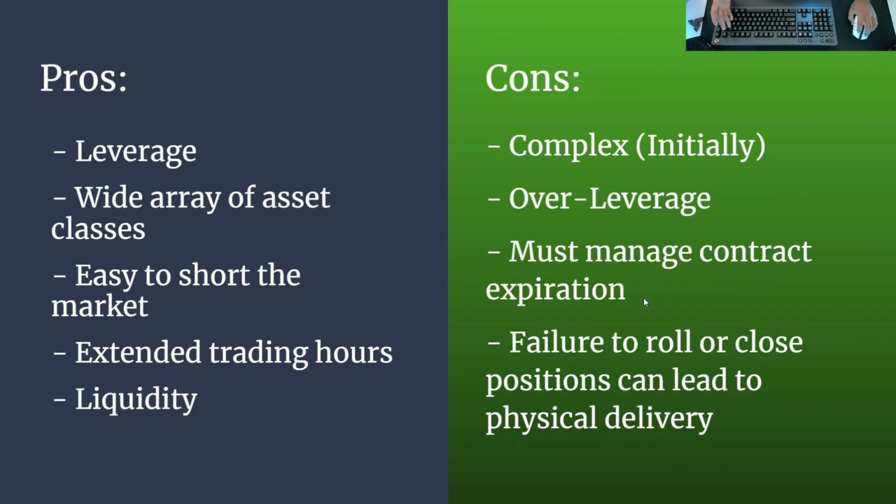And then next we have failure to roll or close positions, which can lead to a physical delivery. Now, I mentioned this earlier when we were talking about oil. It's really, really important that you realize that if you're not closing your positions on time, especially if you're trading any kind of metals, forest, livestock, anything like that, crude oil, stuff like that, it can result in a physical delivery. So be mindful of that.